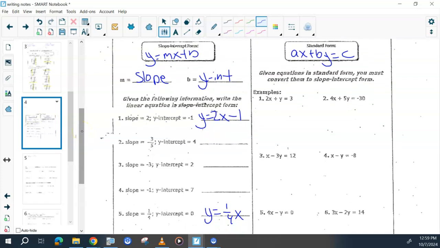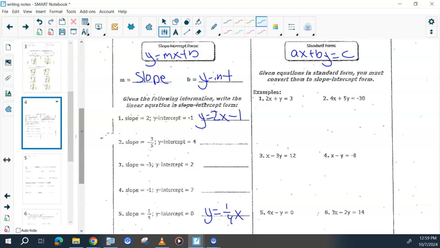So in this, we're going to take what we did with literal equations, solve for a variable. In this, we're always going to solve for y. So we're going to solve this for y and get it back into our slope-intercept form. So in number 1, if I was trying to get y by itself, what would I do first there? How would I get that y by itself?